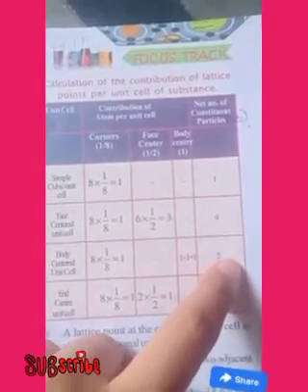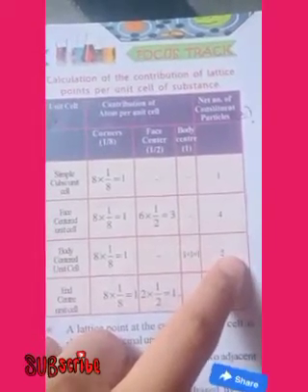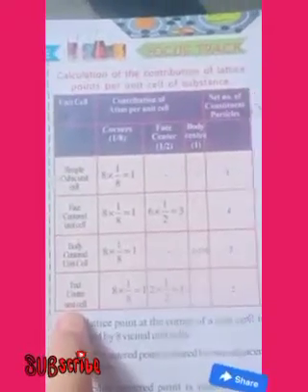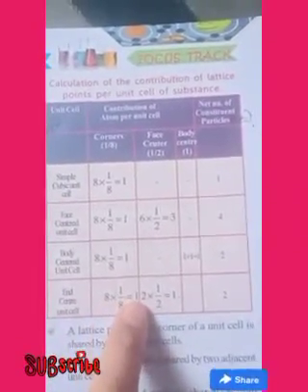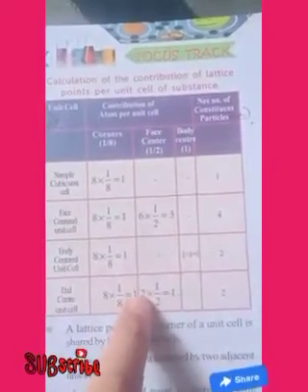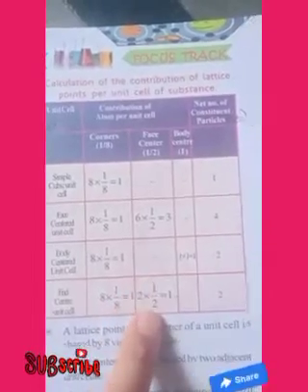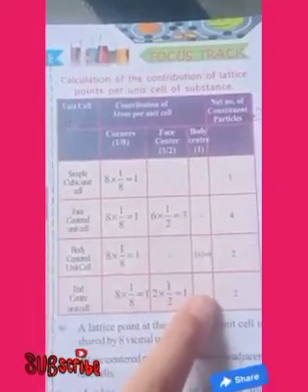End centered unit cell: corners 8 into 1/8 is equal to 1. Then 2 end faces, 2 into 1/2, face centered is equal to 1. There is no body centered atom, and the number of constituent particles is equal to 2.